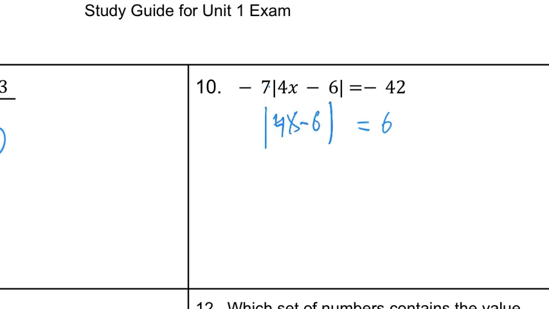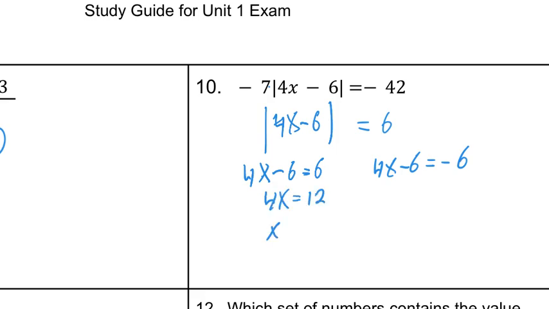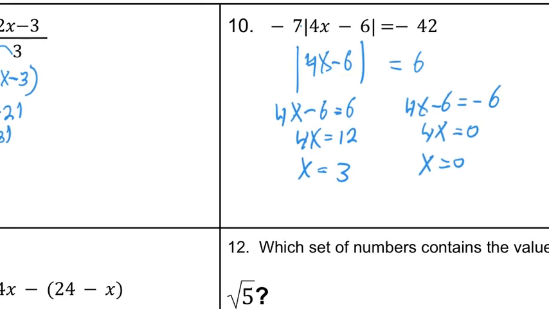4x minus 6 equals 6, and 4x minus 6 equals negative 6. Get rid of the 6 and divide by 4: plus 6 and divide by 4. Divide by 4 and you get 3. This one you plus the 6 on both sides and you get 4x equals 0. So x is 0. So that's your two answers on that one.